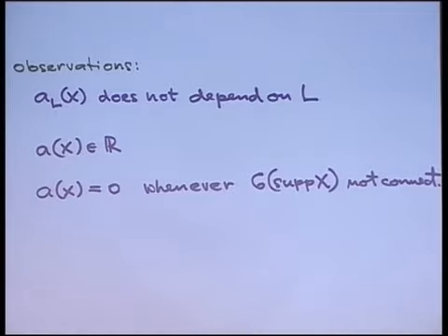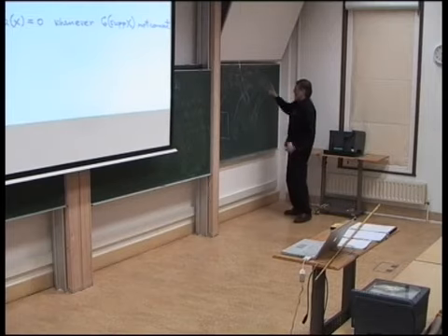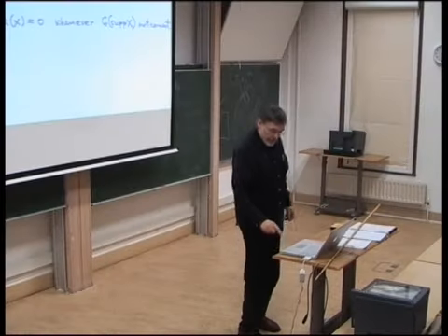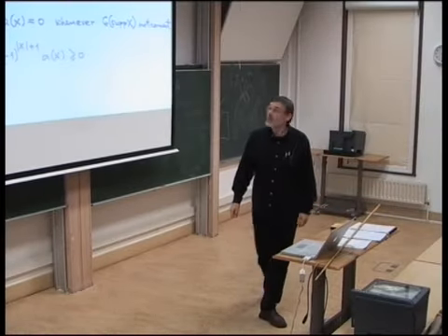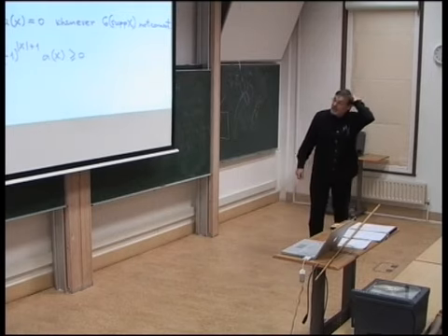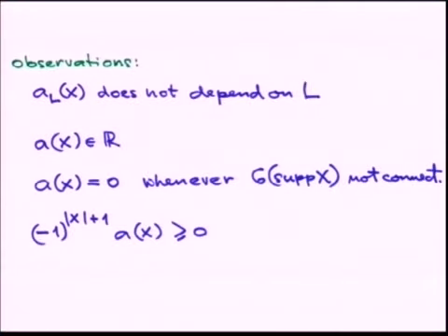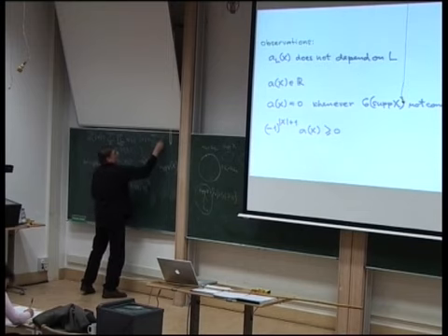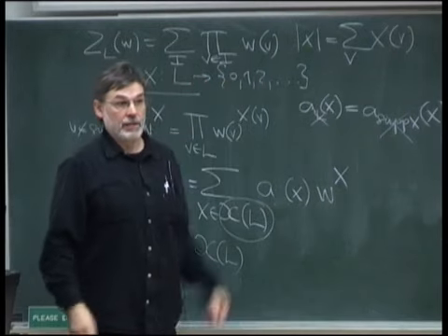I cannot have a non-zero contribution from something that is a union of two pieces that are disconnected. And the final property, which is slightly more difficult, is the following one. A_X has this alternating sign property. A_X has the sign minus 1 to the absolute value of x, where the absolute value of x is defined as the sum over v of x_v. This is what I call the absolute value of x.